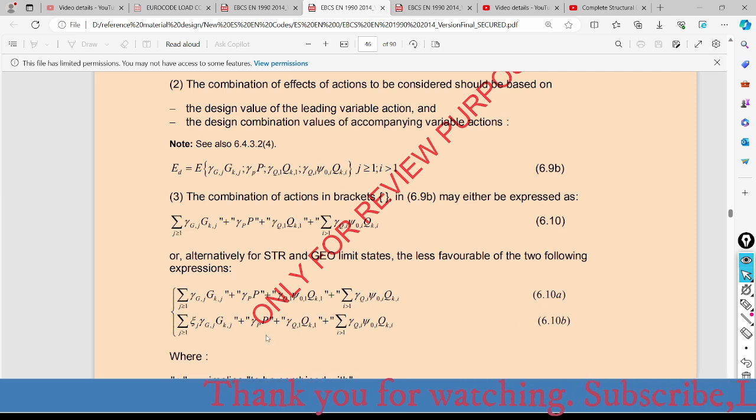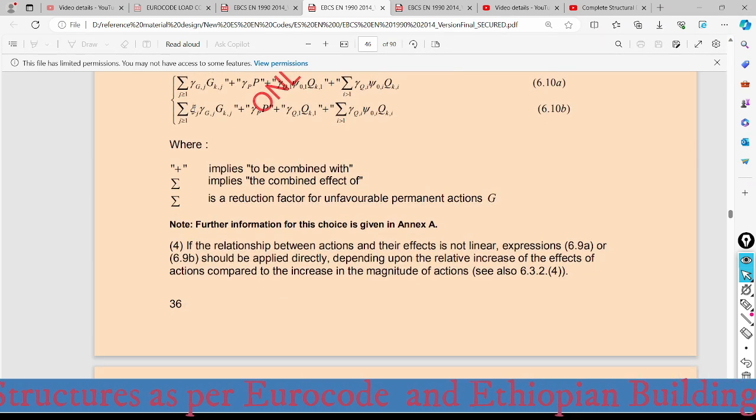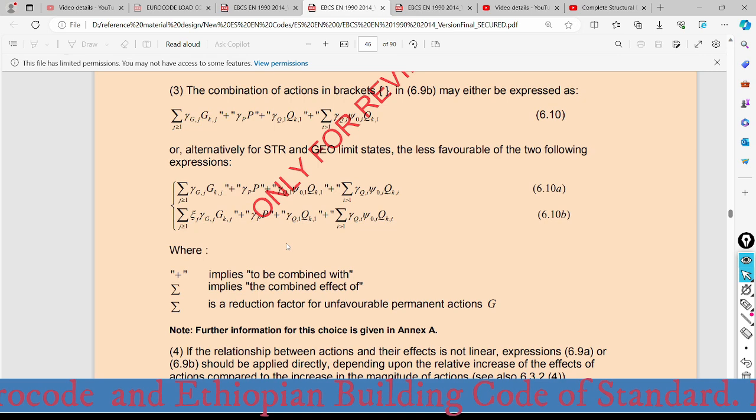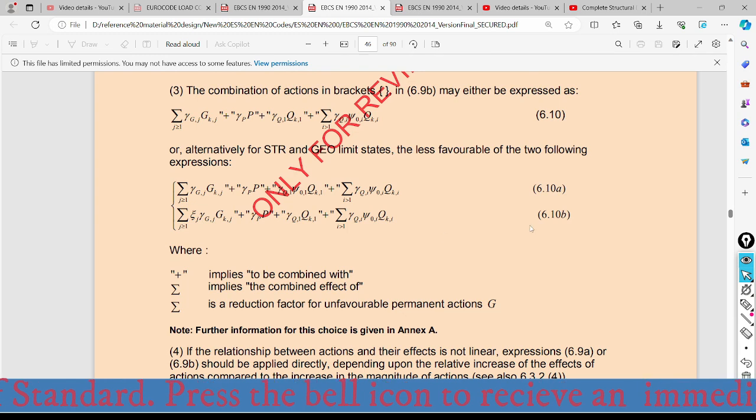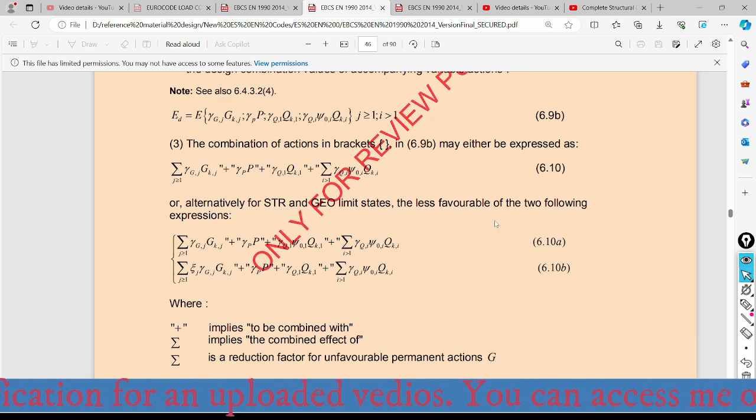This 6.1b can be used just where the condition is a reduction of the permanent loads. That means the permanent load will be reduced by some factor. That means the Ethiopian Building Code of Standard recommends to use 0.92, 0.8, 0.9. So ETABS incorporates by default a combination of 6.1. So we can take this combination, which is 6.1.